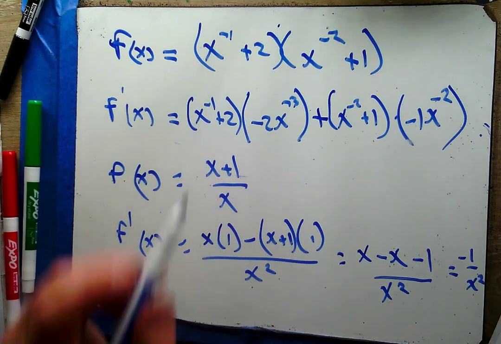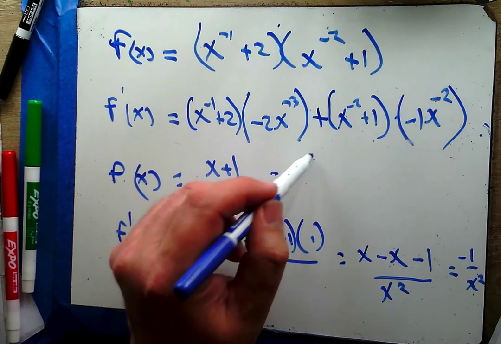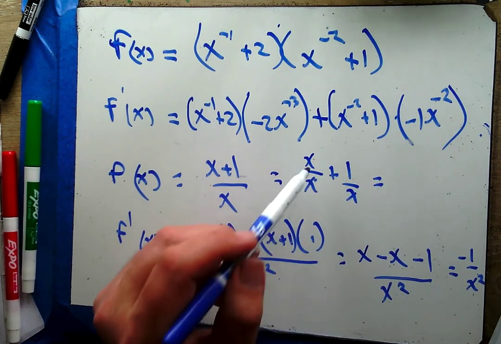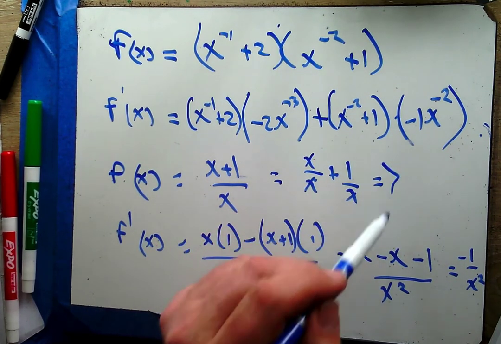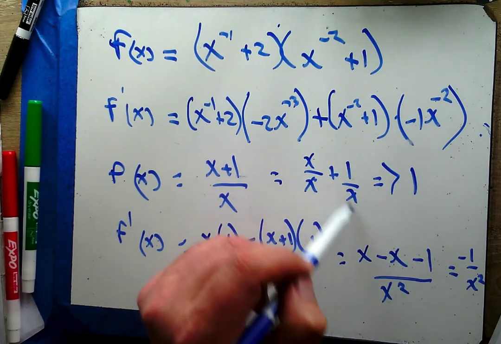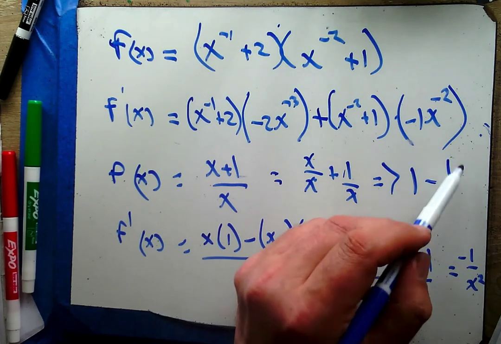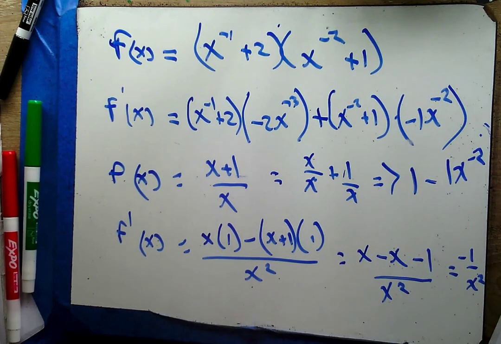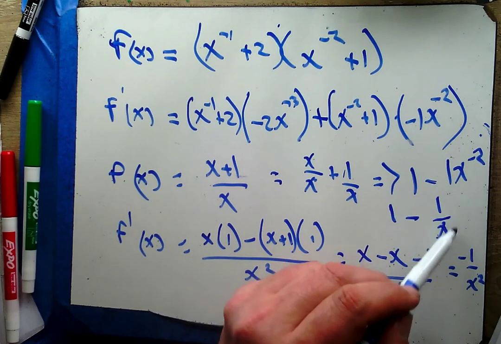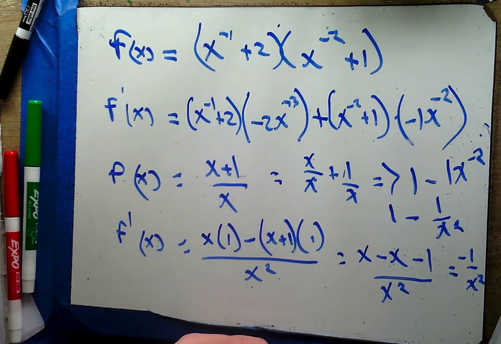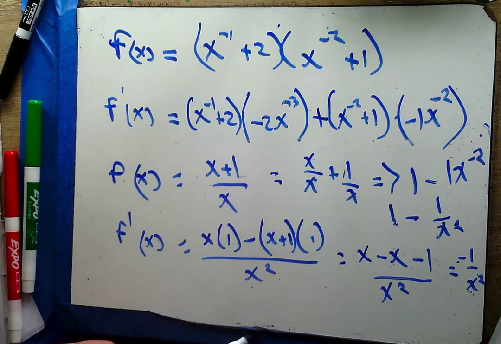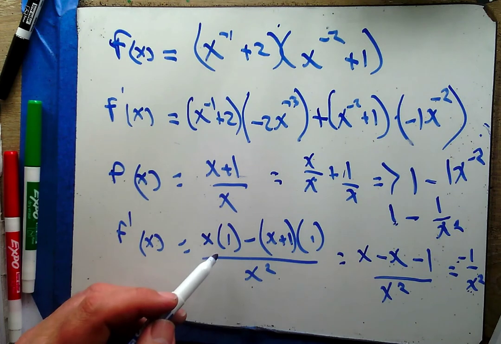I agree. You could also split this up into x over x plus 1 over x, and then you could take the derivative of this, and the derivative of this is going to be 1. And remember, this is x to the minus 1, so minus 1x to the minus 2, which is 1 minus 1 over x squared. Well, wait a minute. I've got the minus 1 over x squared, but I don't have a 1 minus. Did I miss something here?